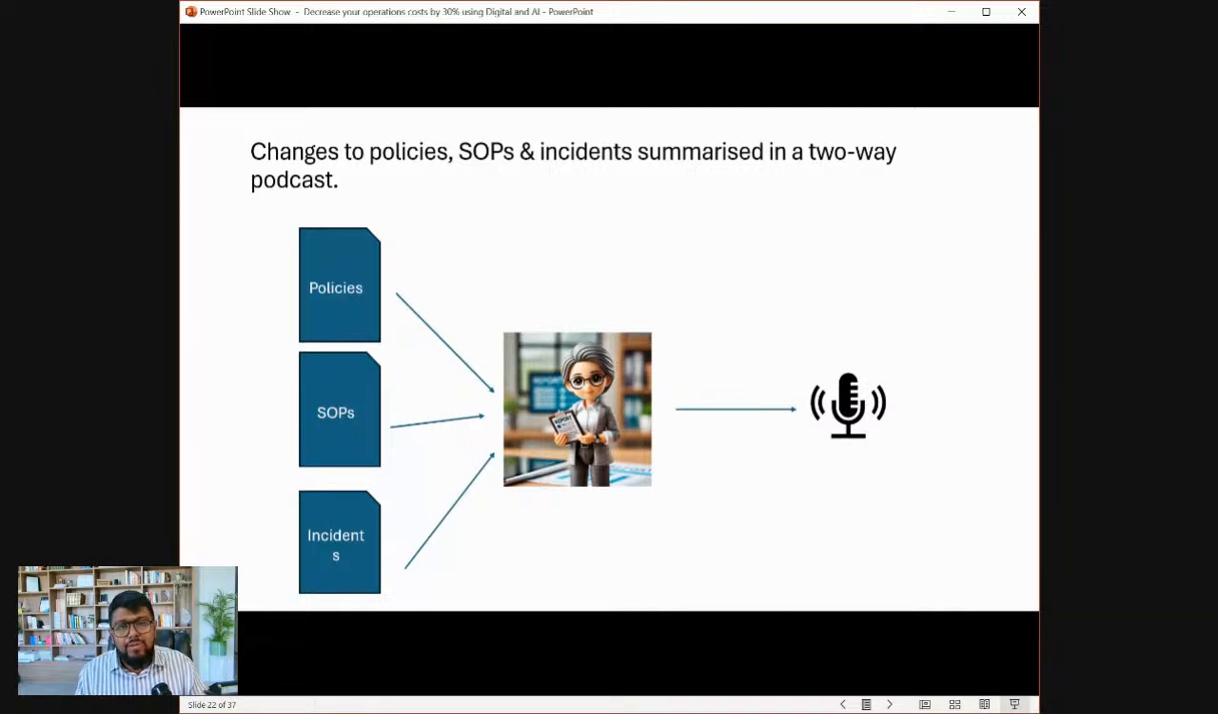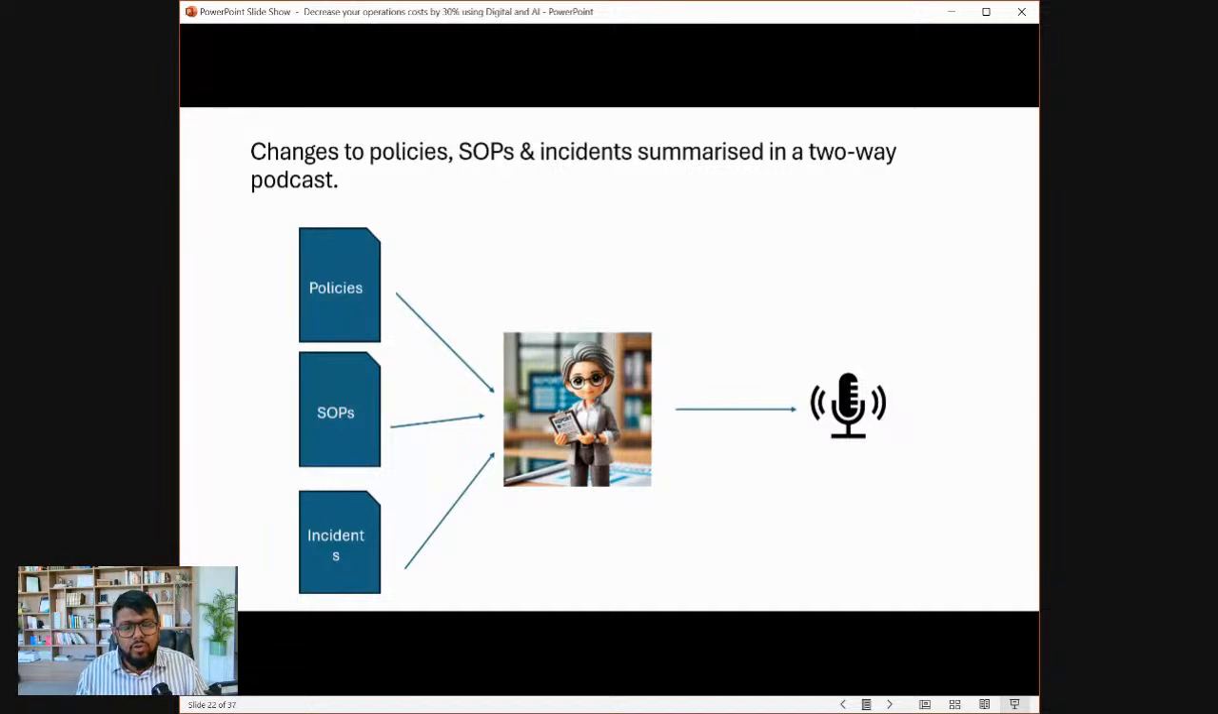So we thought, how can we actually make it fun and make it easy for people to digest? What we did there was integrate our AI bot that would consume all of this information and then convert it into a two-host podcast that would be discussing these changes. There would be a monthly wrap-up in that podcast, all AI generated, talking about, oh, there's been a change to this policy. Now there are some additions, there are some subtractions. This operating procedure has changed. We need to be mindful of that.